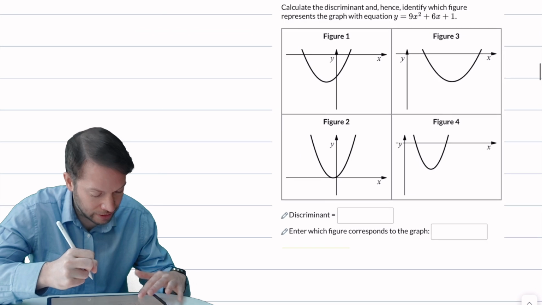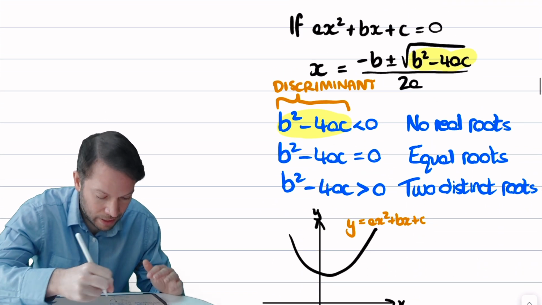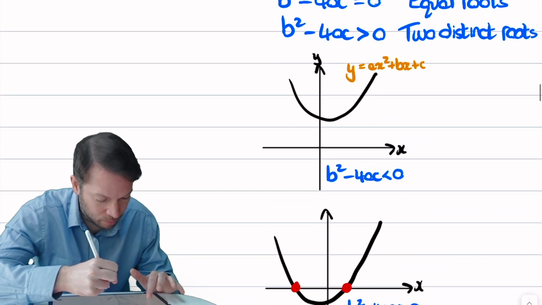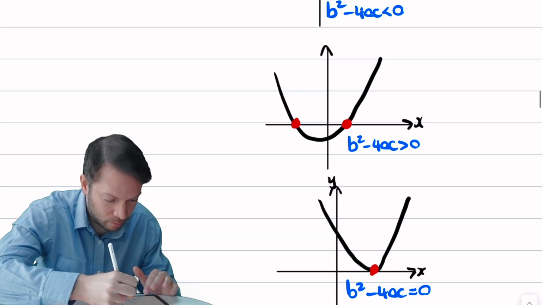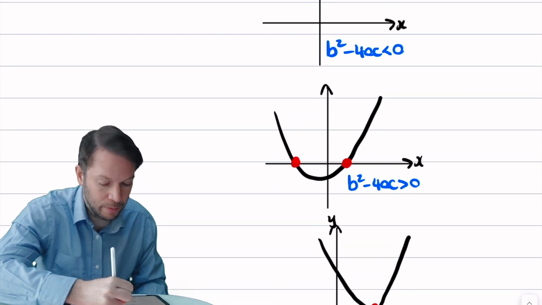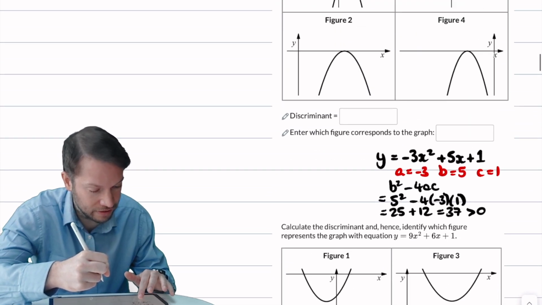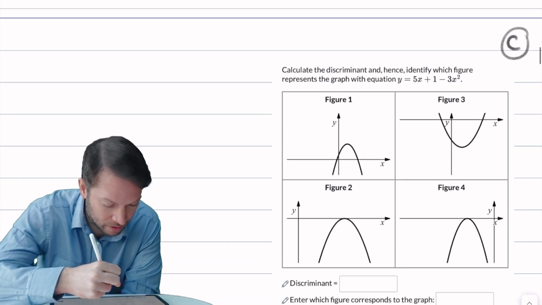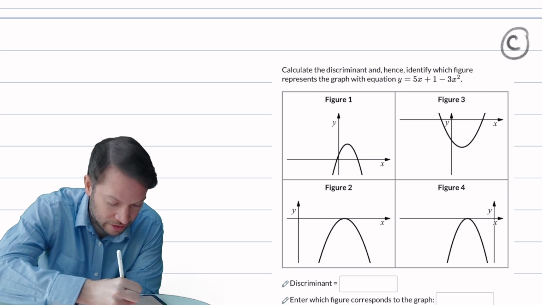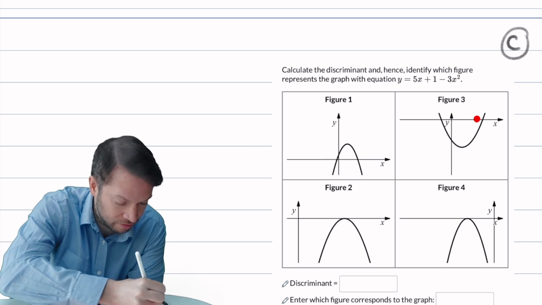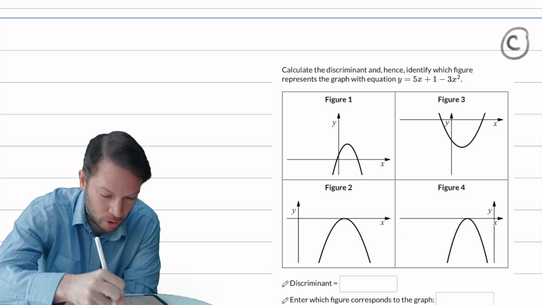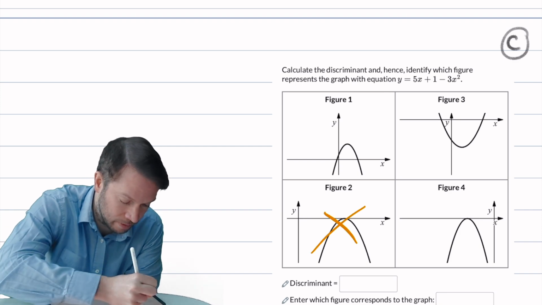So let's look at our discriminants. If b squared minus 4ac was greater than 0, which is this case here, then we can see we're going to have two distinct roots, two distinct x-intercepts. So which one is that? Well, this has two distinct roots. This has two distinct roots. That only has one. That only has one. So we know it's not these two.